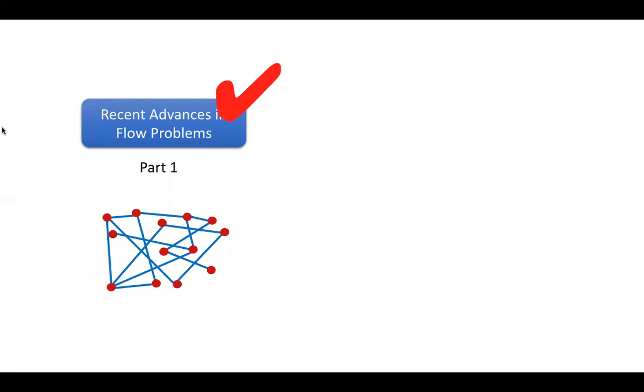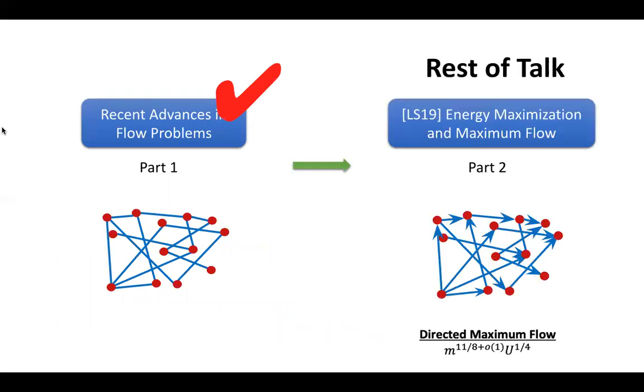At this point, I'm going to talk about how we get our result, m to the 11/8 max flow, what the undirected flow problem we induce is, and what our energy maximization framework is.